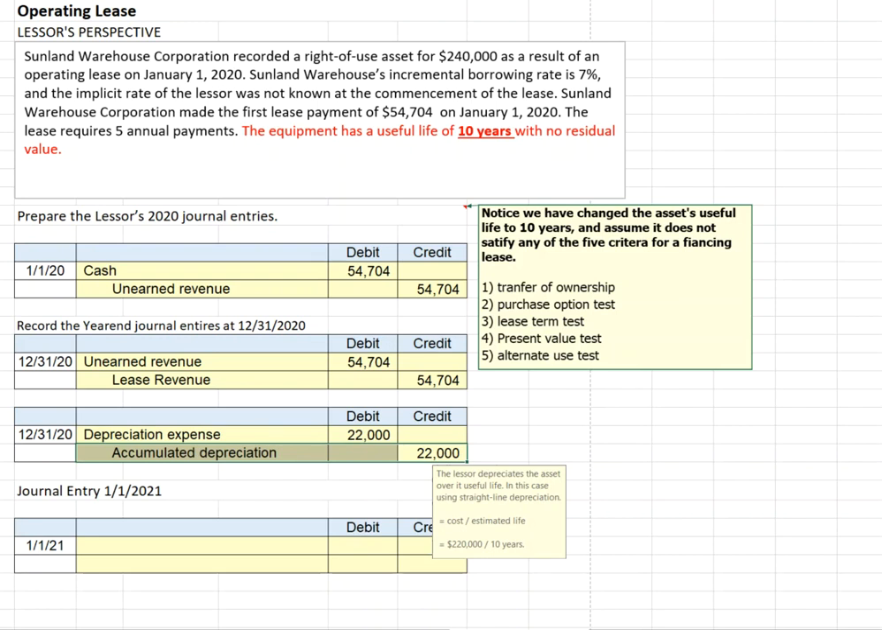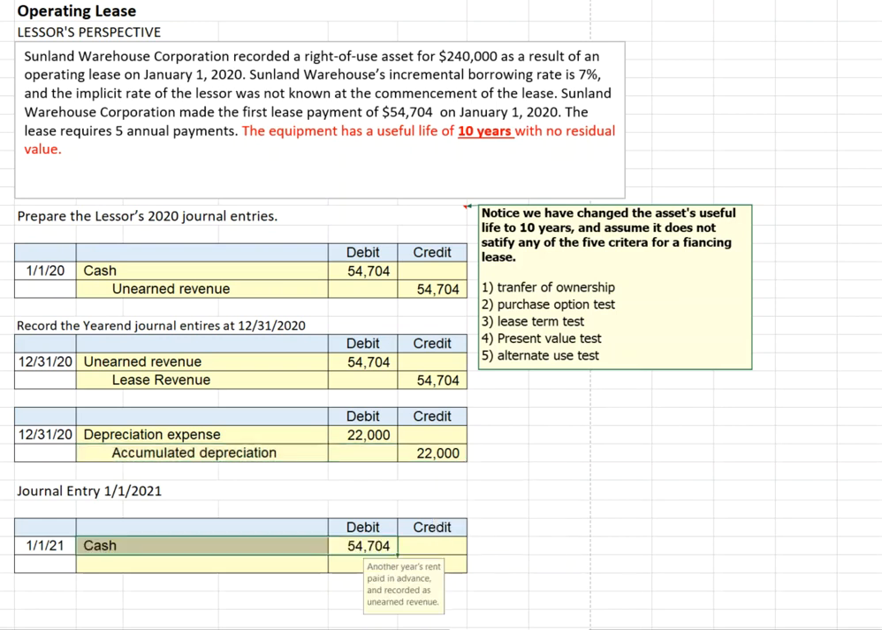On January 1, 2021, we receive another rent payment in advance. So we will debit cash for $54,704 and once again record unearned revenue of $54,704.